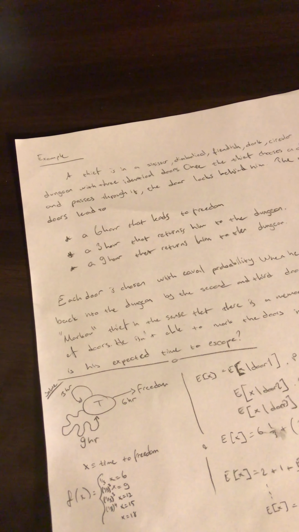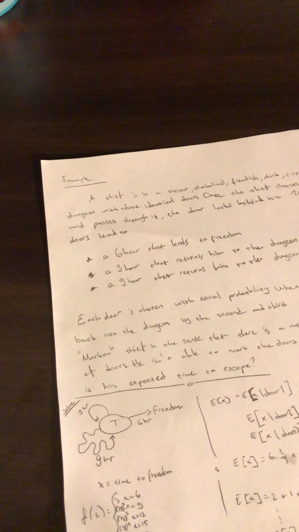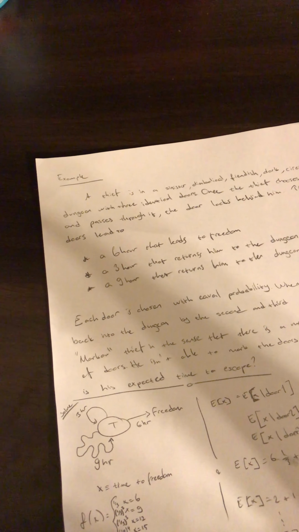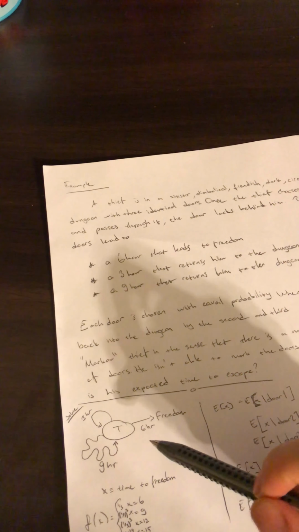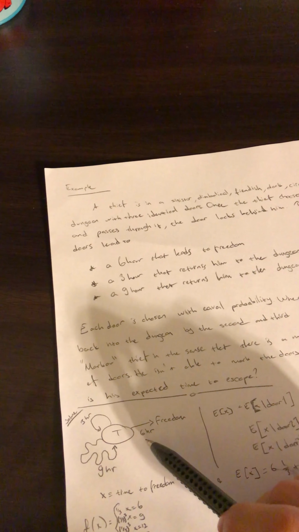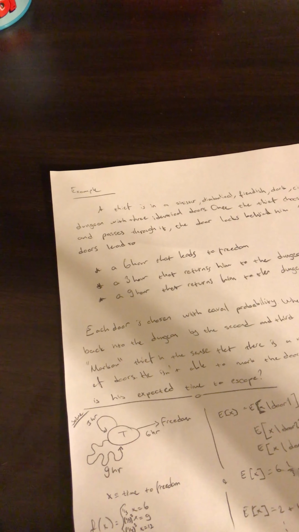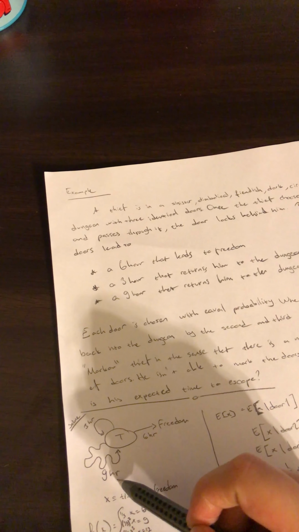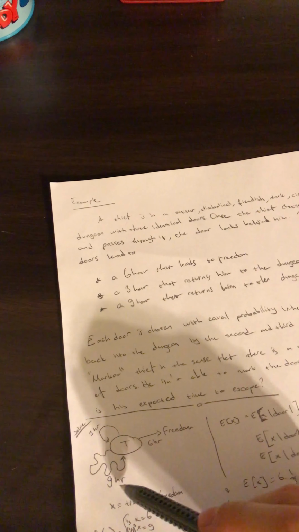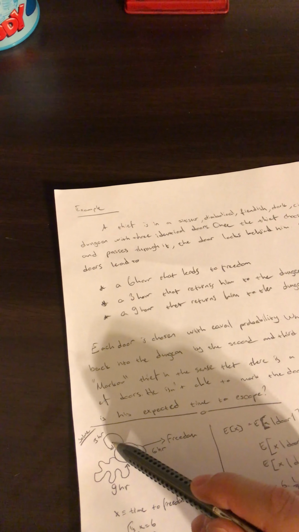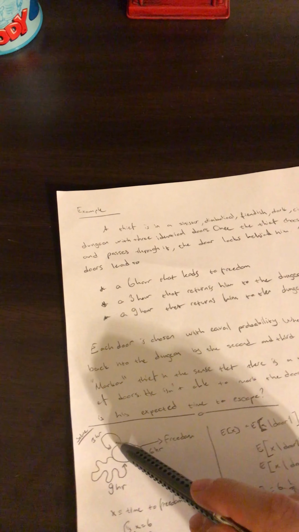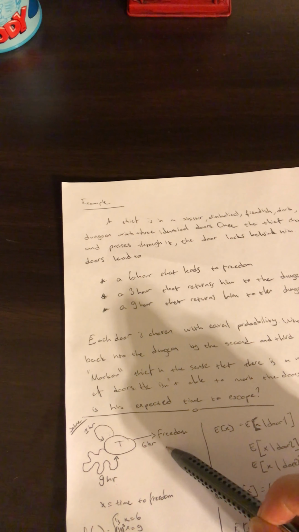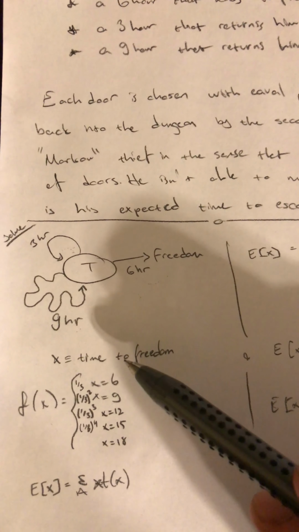We solve this by drawing a graphic of the Markov process. He chooses a 6-hour door that leads to freedom, a 3-hour door, and a 9-hour door, both of which lead back to the dungeon. So, x.